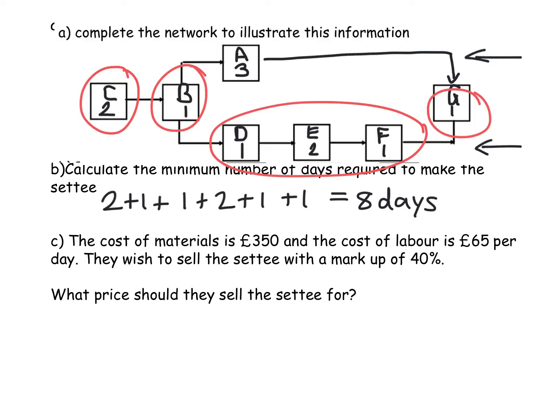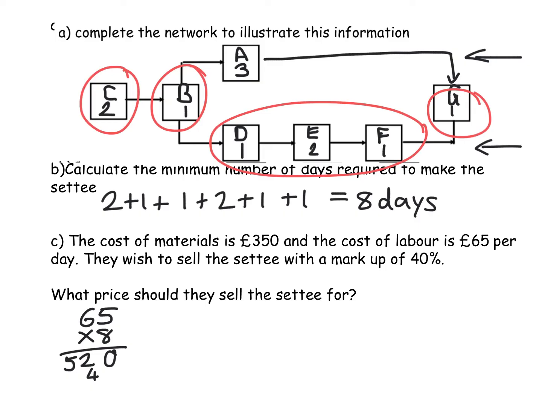Right, part C on this one, it says the cost of materials is £350 and the cost of labour is £65 per day. They wish to sell the settee with a markup of 40%. What price should they sell the settee for? So let's work out what the cost of labour is first of all. So it's £65 per day, so times 8. I'm doing it without a calculator just because I think this might be an on-calculator question. So 8 5s are 40, 8 6s are 48, so 520.